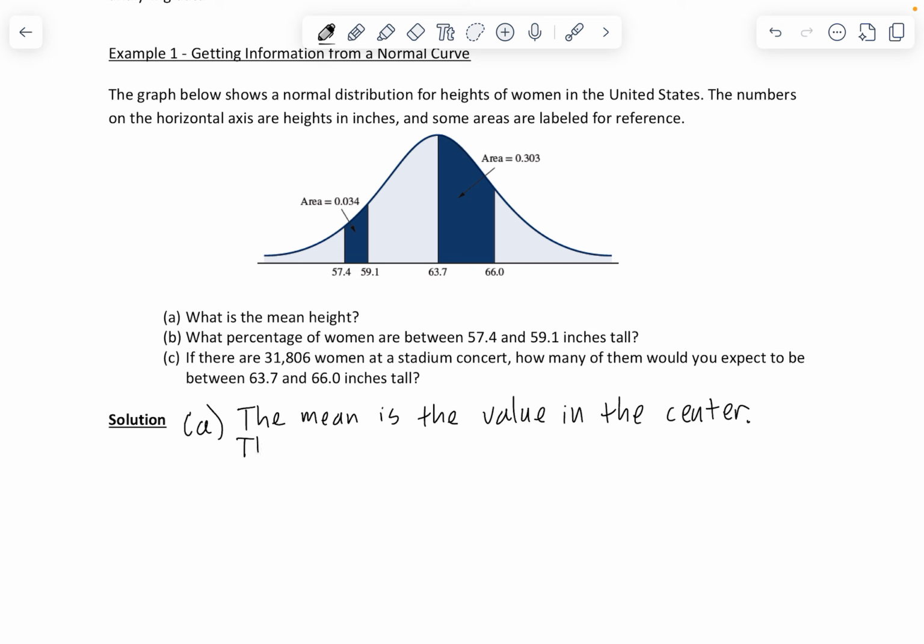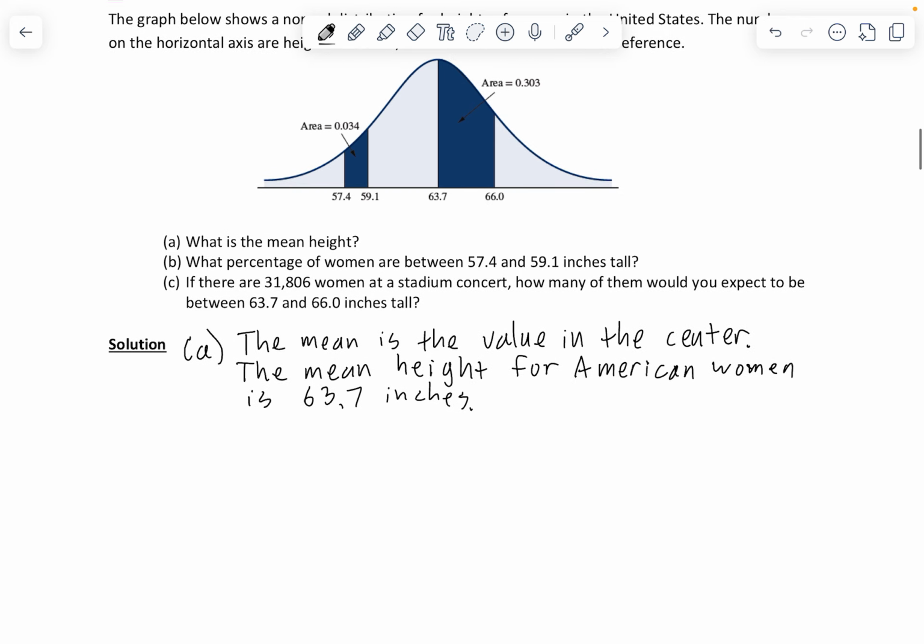I can say the mean height for American women is 63.7 inches. And again, I know that because it is the value that is right in the center, in the middle of my normal distribution. Second question, what percentage of women are between 57.4 and 59.1 inches tall?